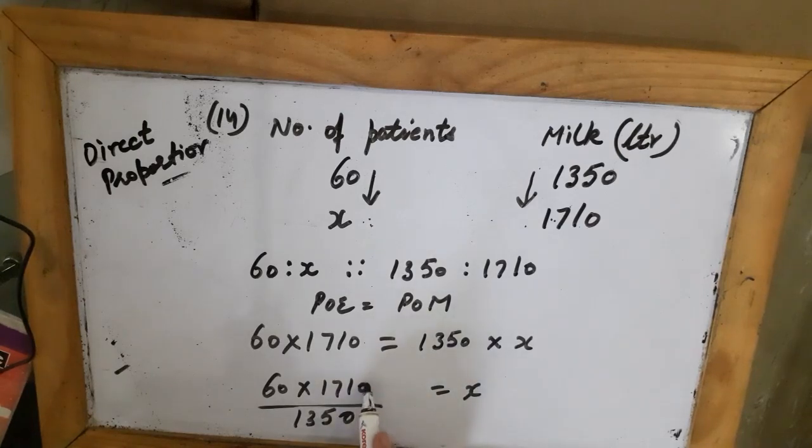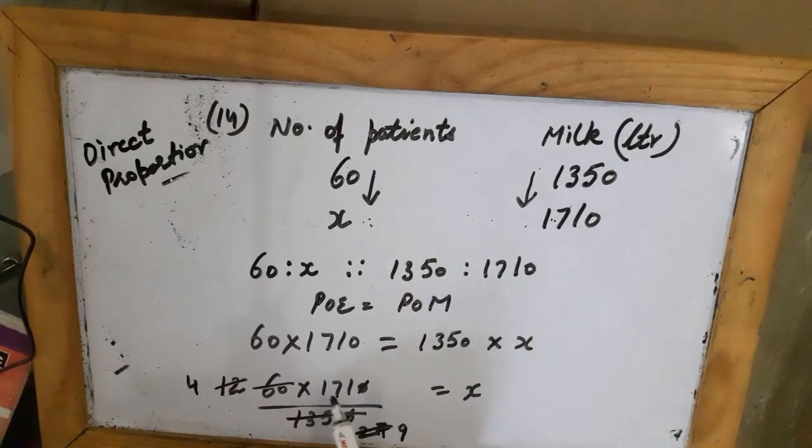1350. So this 0 and 0 gets cancelled. Now where I can cancel these two, I can cancel on the table of 5. 5 ones are 5, 5 twos are 10, 5 twos are 10, 5 sevens are 35. So again I can cancel on the table of 3. 3 fours are 12, 3 nines are 27.